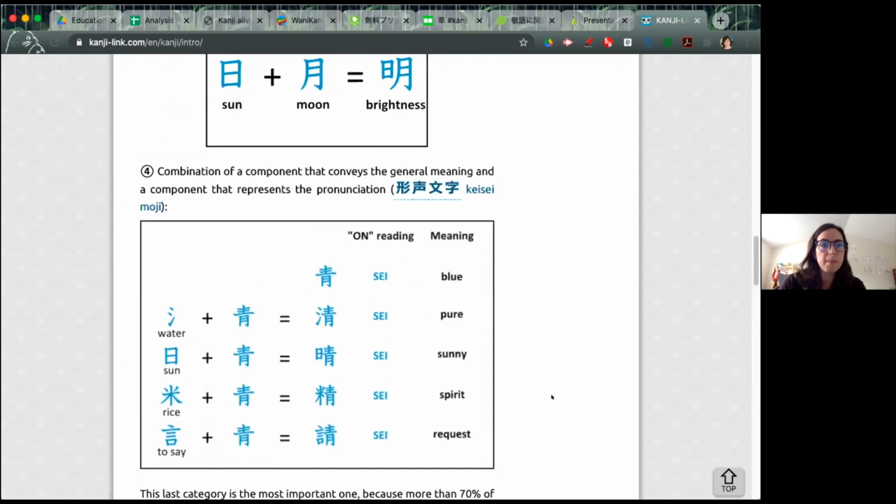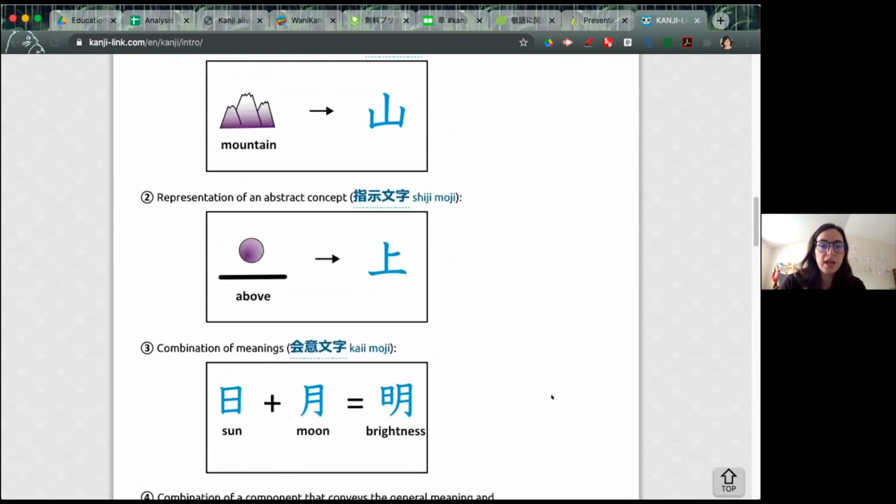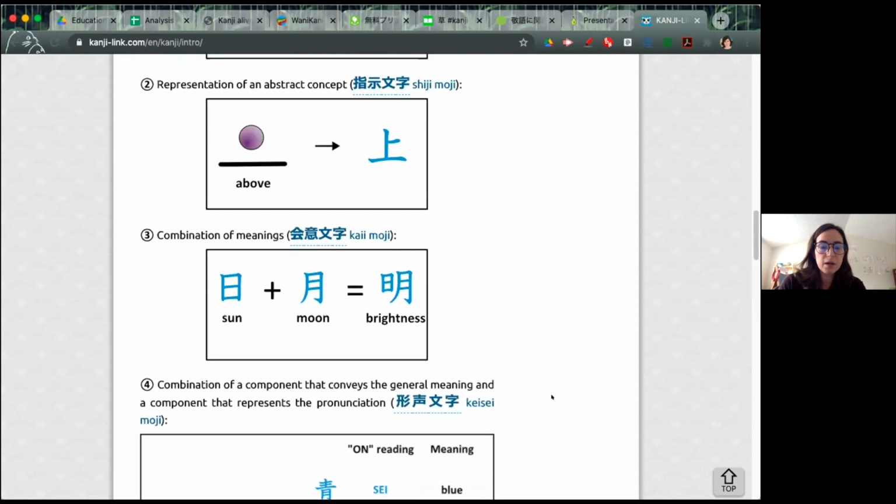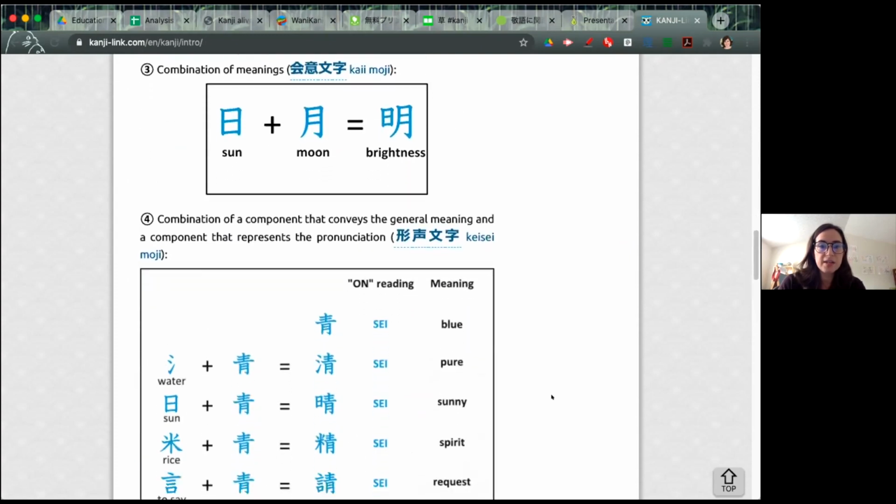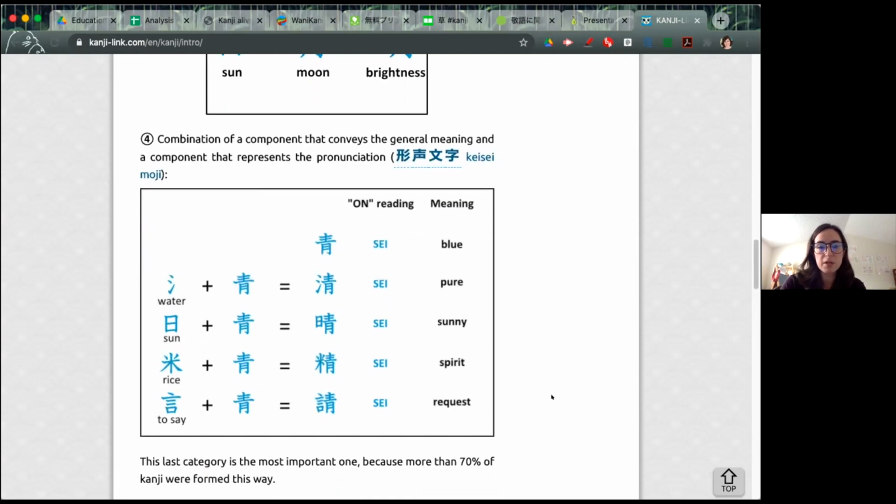Oh no, I skipped ahead. And when you're looking at kanji that have multiple components, a lot of times what you're seeing is something like this with your keisei emoji, where you've got one component that tells you an on reading and one component that tells you something about the meaning of it. And this particular thing shows up a lot in JLPT.